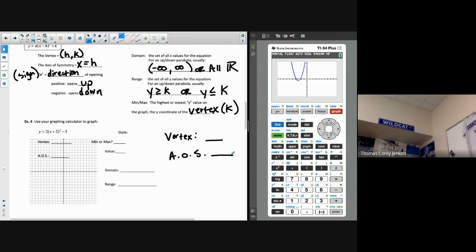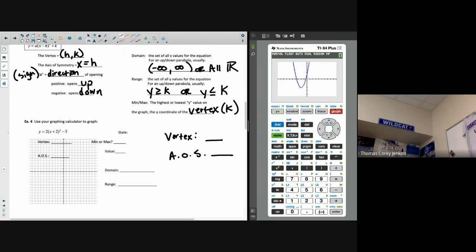All right, so it wants us to use our graphing calculator, but really we might be able to do it without. We'll go ahead and use our graphing calculator just because those are the directions. Or you could use Desmos, right? So y equals 2 times the quantity x plus 2, close my parentheses, squared. So I'm going to hit the x squared key, or you can do the caret key 2 there. And then minus 5.